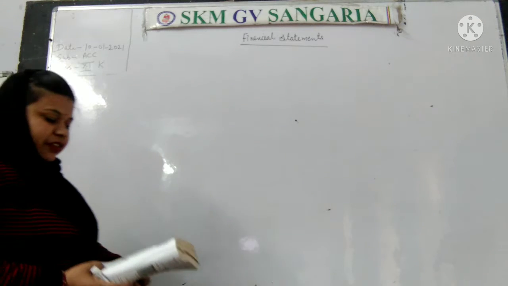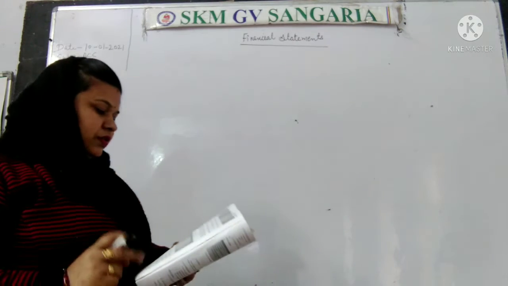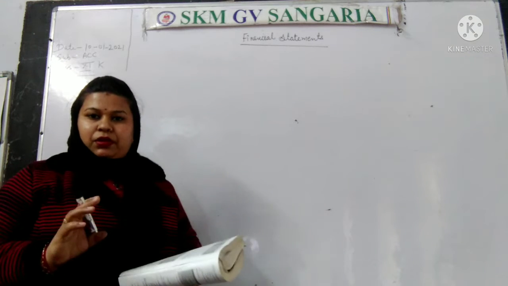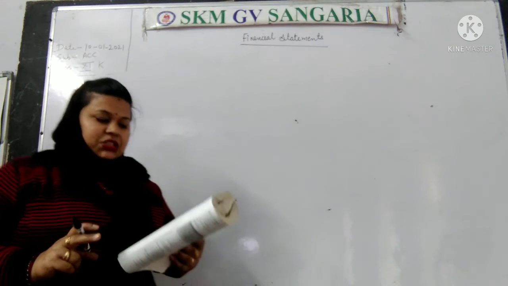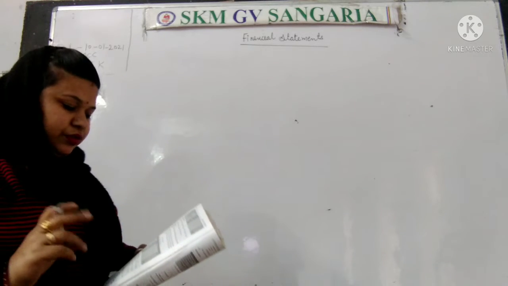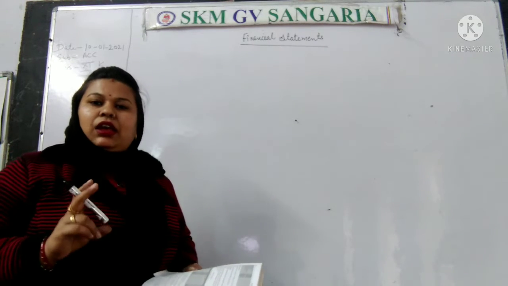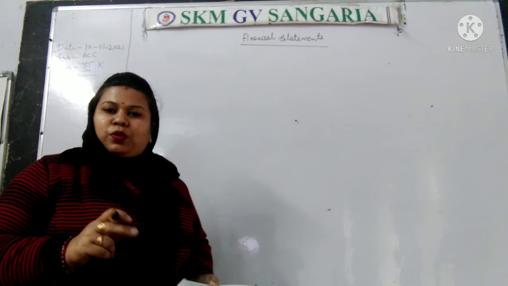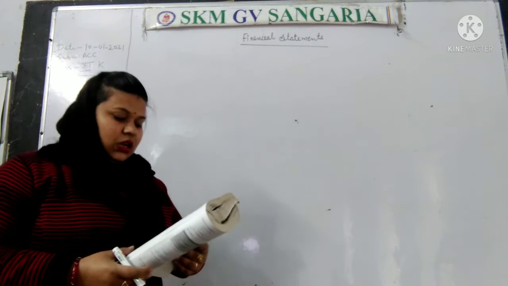So there is a question with me that is related to preparation of trading account. I am reading the question. Open your book and start reading. From the following information, prepare the trading account for the year ending 31st March 2010. Here we are going to know the gross profit or gross loss for the year ending 31st March 2010.